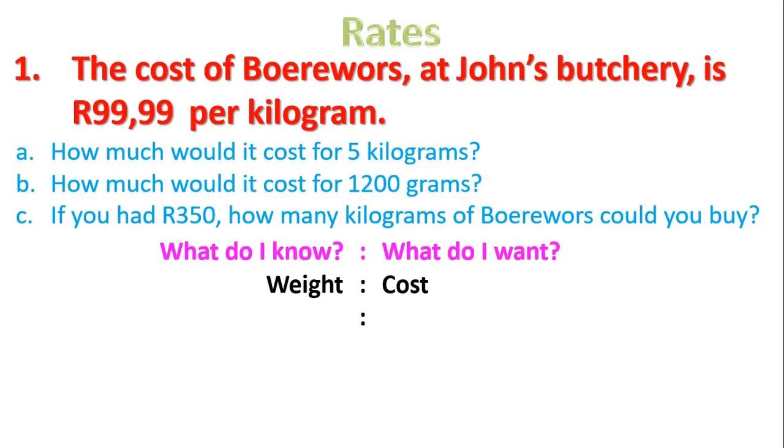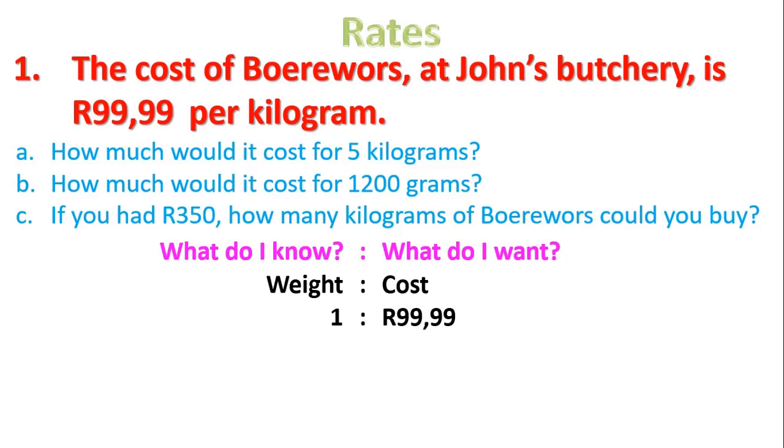Now we look at our question. It tells me 99 Rand per kilogram. So let's look. My weight, it's per kilogram. So for every 1 kilogram, and so under weight, I put a 1. Now I look further. My cost, well, it's 99 Rand 99. And so under cost, I write my 99 Rand 99. Excellent. Now I've written my rate in the right order.